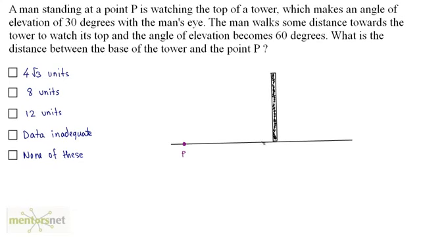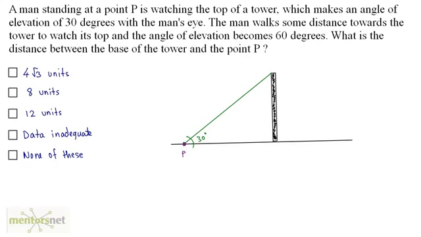So we have a tower standing on the ground, and this is the point P where the man is standing, and he is looking at the top of this tower, and the top of this tower makes an angle of elevation of 30 degrees with the man's eye. So I can say that this angle is 30 degrees, right?